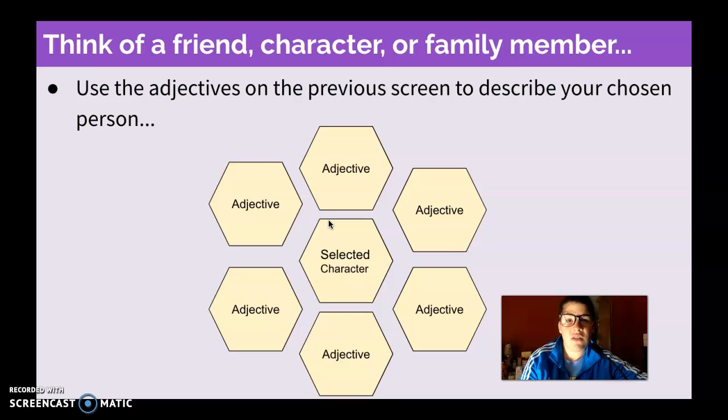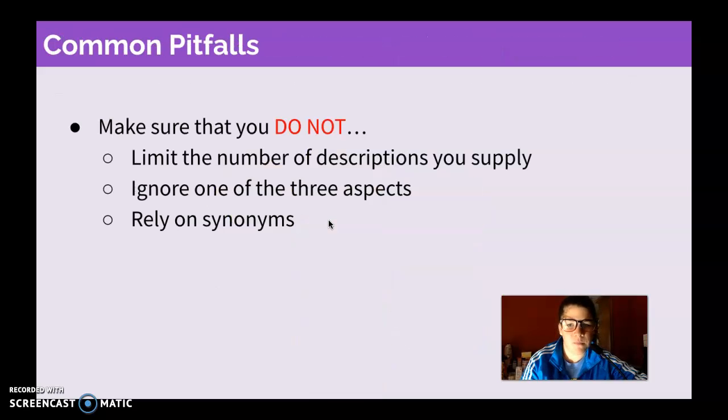So I ask you, when you think of a friend or a character or a family member, we want to use adjectives to describe that person. This is a really cool activity for you to do on your own: try to think of someone that you can break down physically, emotionally, and psychologically. If you're able to find adjectives to fit those three columns, that is a clear understanding that you can break down a character.